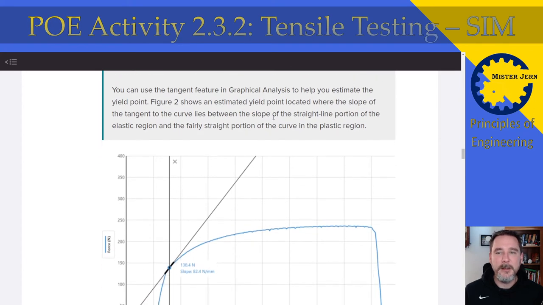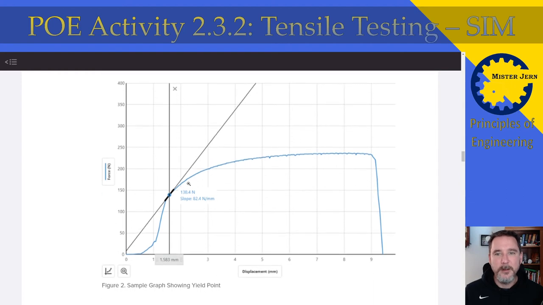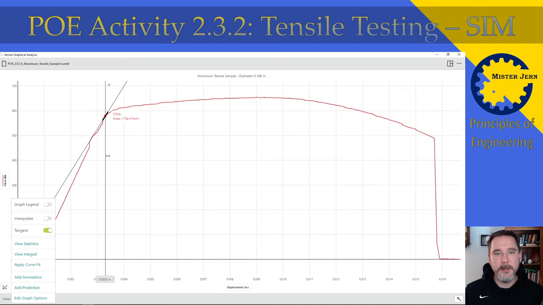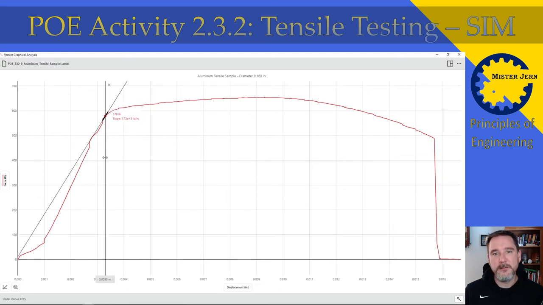It's kind of neat because, well, take a look at this. I'll show you on here too. Let's just switch over to that. So the tangent feature is down here under the graph tools. If you click on tangent, you can really see where the slope suddenly changes. It's pretty constant for a while and then boop, it starts to suddenly change. It's a pretty good indication that you found the yield point. I'm going to turn off the tangent feature.